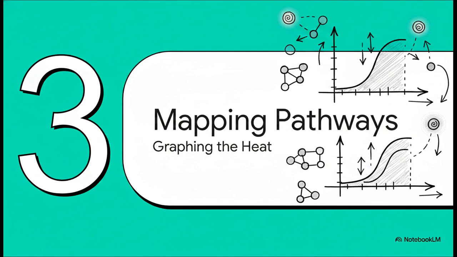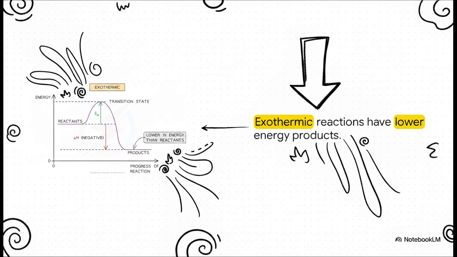All right, on to section 3. Let's map these reaction pathways and actually graph the heat. Look how visually obvious the energy loss is on this exothermic reaction pathway diagram. On the y-axis, we're tracking the total energy of the molecules, and the x-axis shows the reaction progressing over time. Notice exactly where we start. The reactants have a specific amount of stored chemical energy.